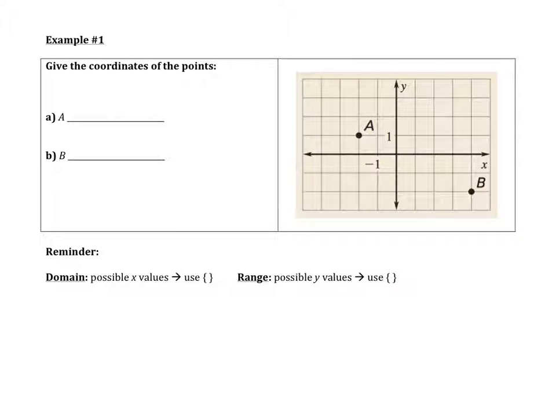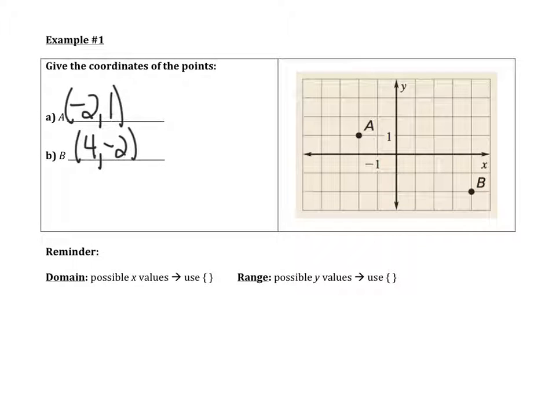Example number 1, give the coordinates of the points. So they give us a graph, and we are supposed to give the coordinates of point A right here and point B right here. So starting off with point A, I'm going to start in the origin, and I have to go to the left 2 and up 1. So my ordered pair would be negative 2 since I went to the left, and positive 1 for up 1. Next, for part B, I'm going to the right 1, 2, 3, 4, and down 1, 2. So I again start in the origin. I counted to the right 4, so my x value is 4, and my y value is negative 2 since I counted down 2 units.